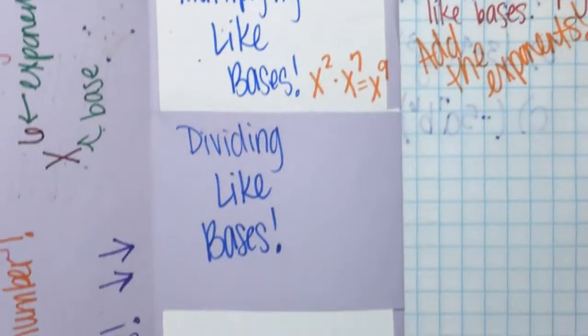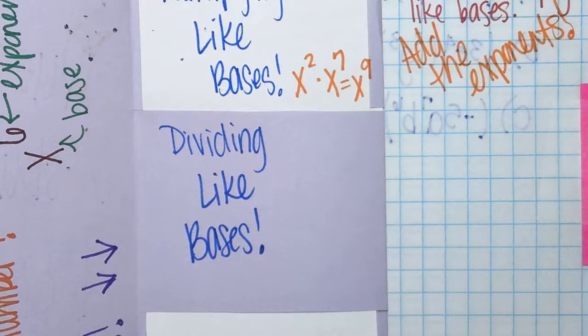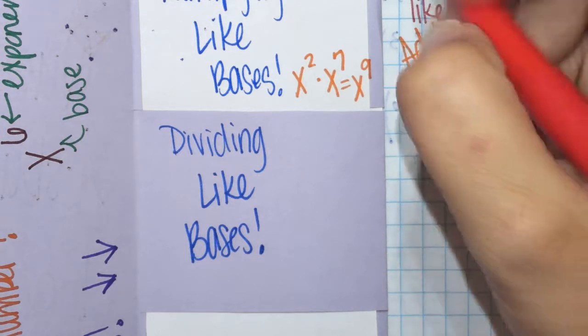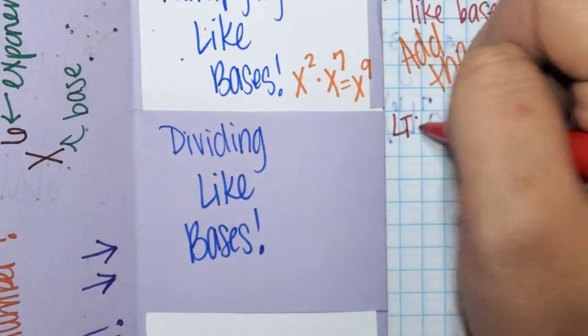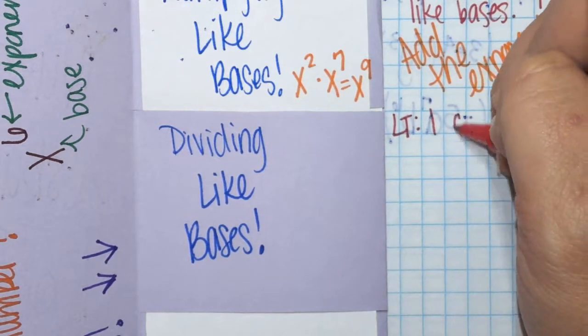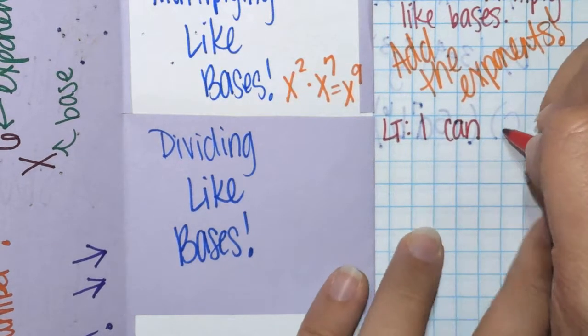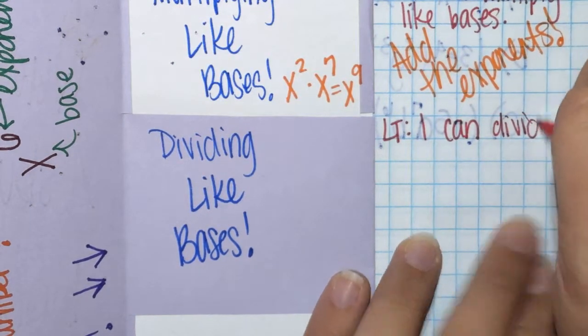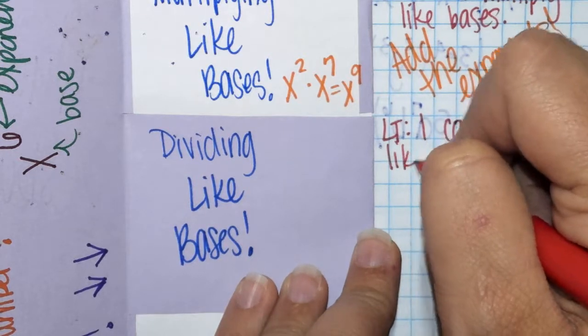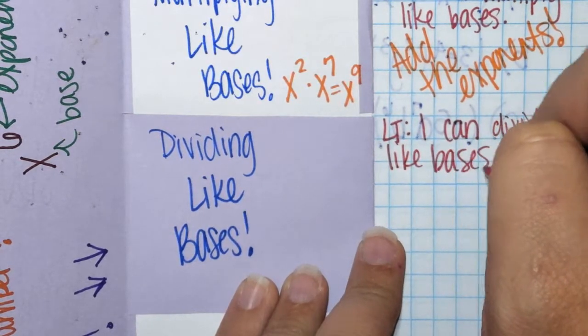Alright, so like bases mean that you have to what? Let me rephrase my question. What do like bases mean? Same base, the same big number or letter, correct? So if you divide like bases, you subtract the exponents. I want you to write, I can divide like bases. I'm asking a lot of you today, aren't I?